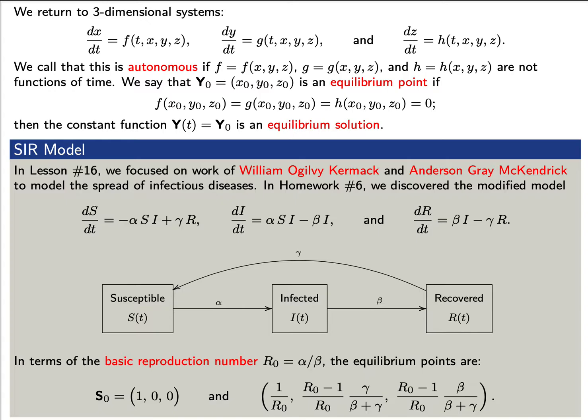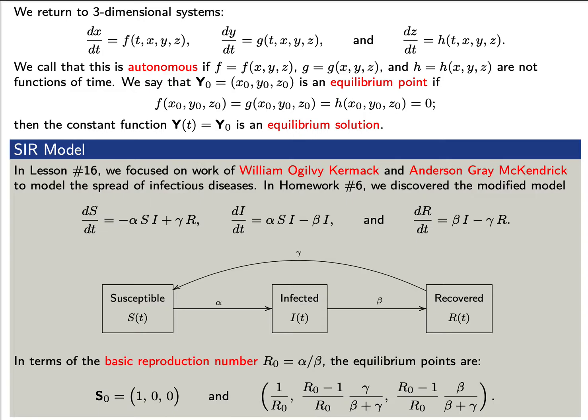Recall back in Lesson 16, we focused on the work of William Kermack and Anderson McKendrick, which looked at the modeling of the spread of infectious diseases. In fact, on one of our homework assignments, we discussed the modified model dS/dt equals negative alpha times S times I plus gamma times R, dI/dt equals alpha times S times I minus beta times I, and dR/dt equals beta times I minus gamma times R.